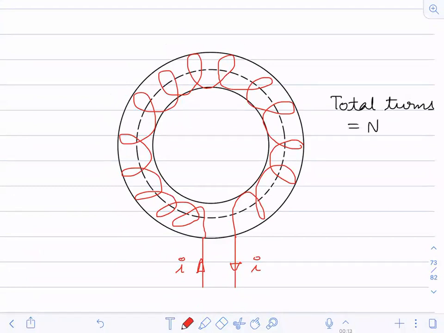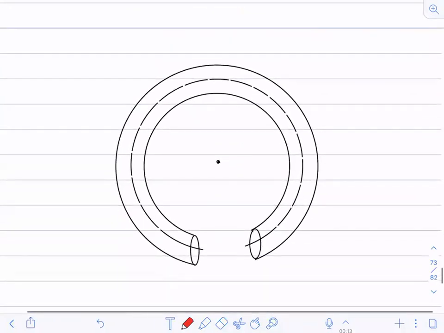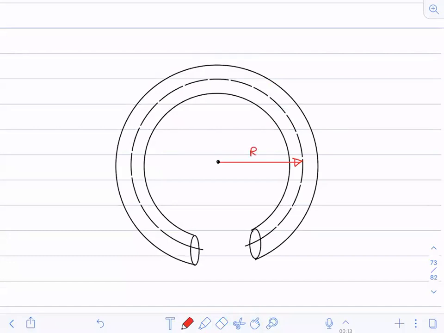Now I told you just now that there are dimensions that we have to say. So if you can see this figure here, I have also drawn one figure so that we can see the dimensions properly. If you see this line up to the center, this is called capital R. This capital R is the average radius of the toroid.